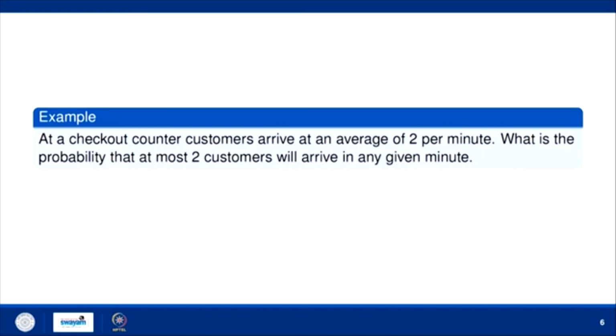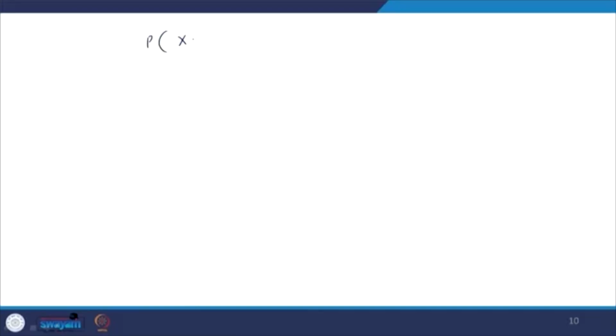So, let us quickly do this example. Now, at a checkout counter, customers arrive at an average of 2 per minute. So, lambda is 2. Okay. Then what is the probability that at most 2 customers will arrive in any given minute? So, at most 2 customers means P(X) is less than or equal to 2. So, that means P(X equal to 0), P(X equal to 1) plus P(X equal to 2).